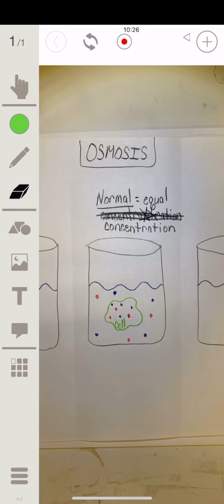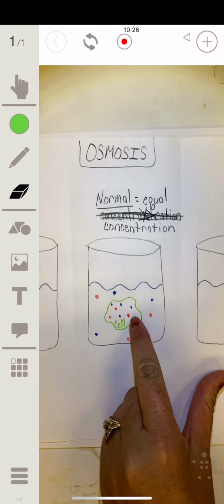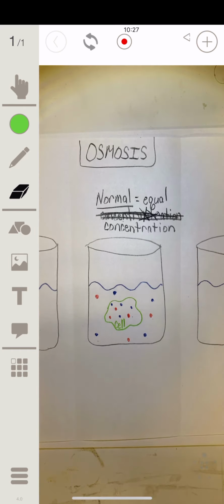Okay, so that doesn't mean molecules stop moving. It just means they move at equal rates. So this molecule will move in and this molecule will move out. If molecular movement stops, we're dead. So we don't want that to happen.